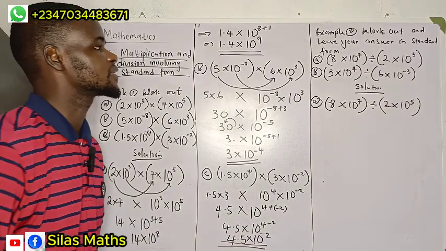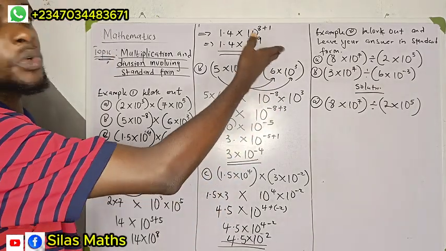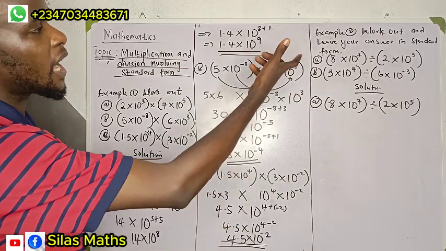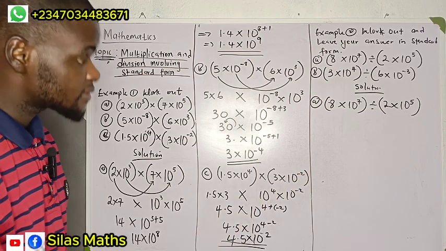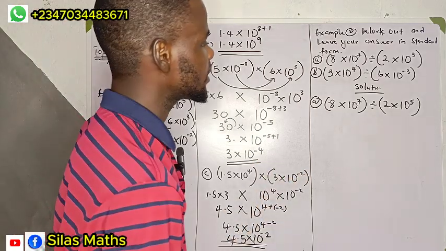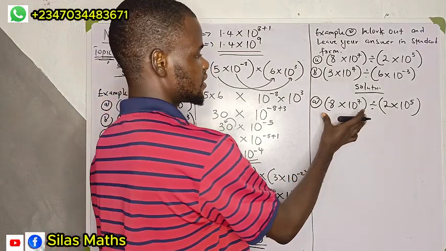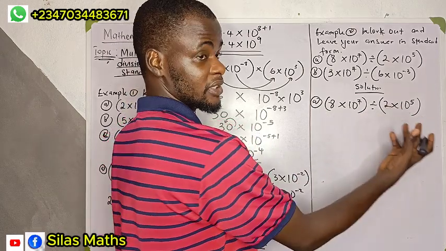All right, let's take a look at these problems on the board. We have the question which reads, work out and leave your answer in standard form. So we have this standard form dividing each other. So how am I going to solve that? Very easy. So this is our numerator and this is our denominator, right?